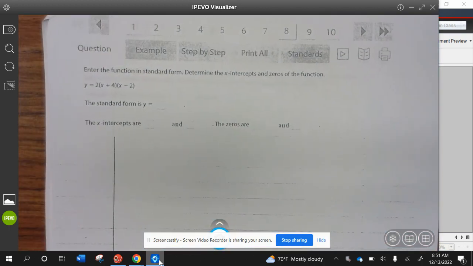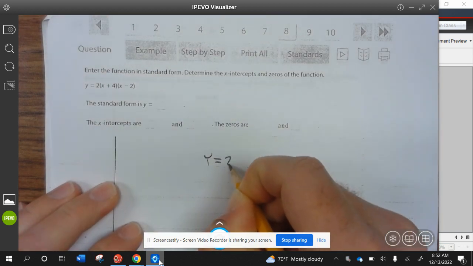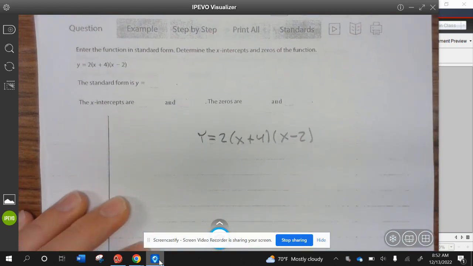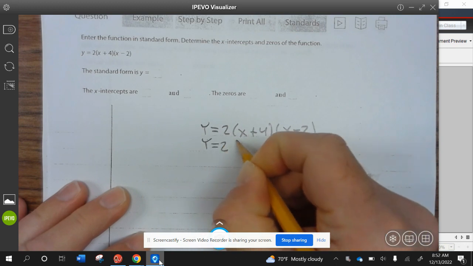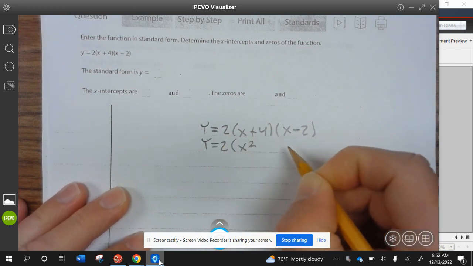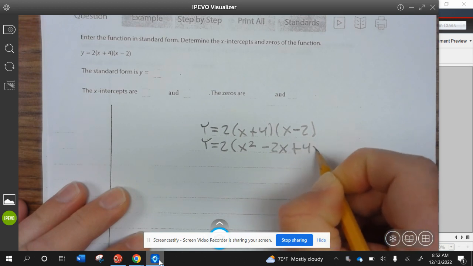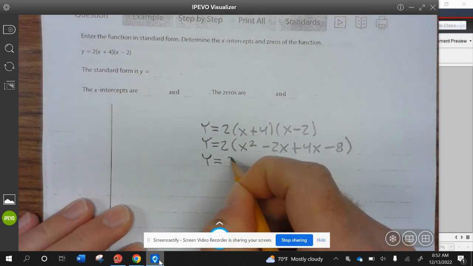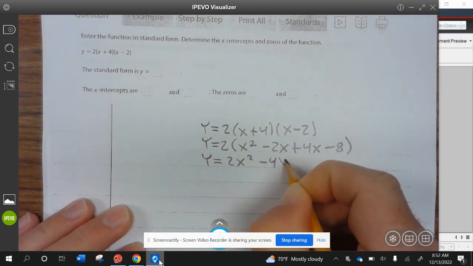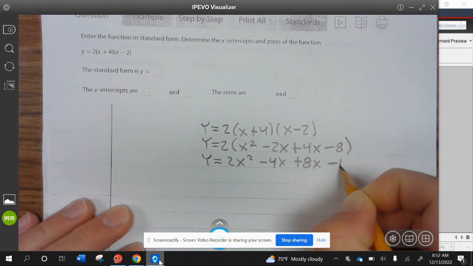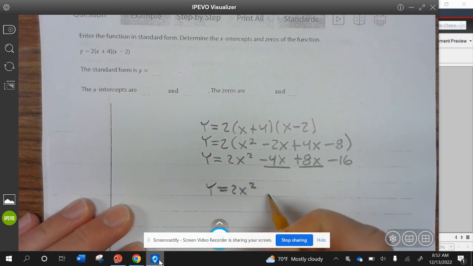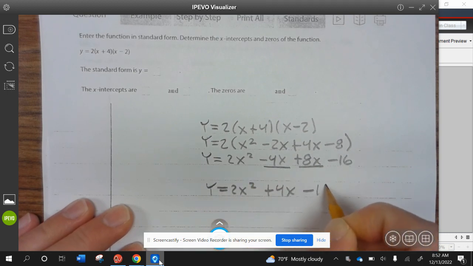All right, enter the function in standard form. Determine the x-intercepts and the zeros of the function. So we have y equals 2 times (x plus 4) times (x minus 2). So then that's y equals 2. We're going to FOIL: x times x is x squared, minus 2x plus 4x minus 8. So then we're going to multiply by 2. So that's y equals 2x squared minus 4x plus 8x minus 16. Combine the x's. So y equals 2x squared plus 4x minus 16.